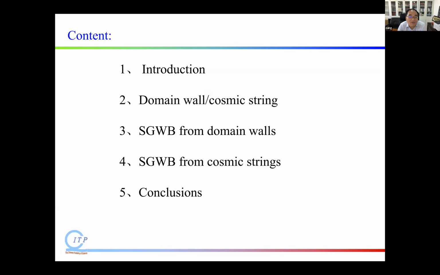Here is the outline of my talk. First, I will make a brief introduction, then introduce the domain wall and the cosmic string. Then I will move to discuss the stochastic background from the decay of domain walls, and then the cosmic string case. Then a very brief conclusion.